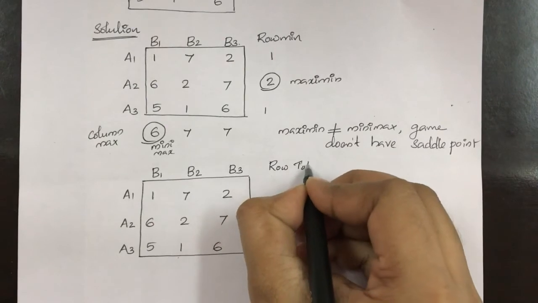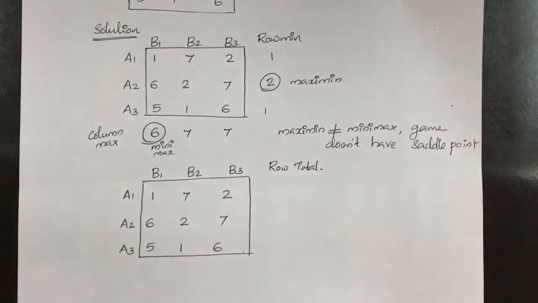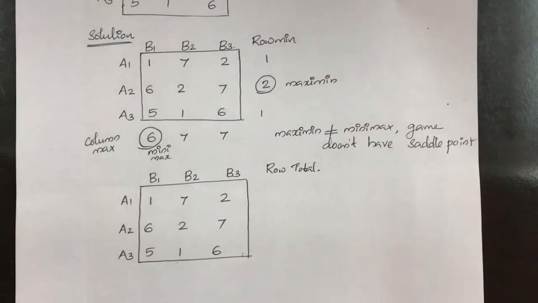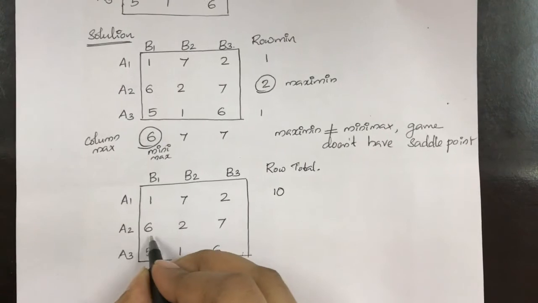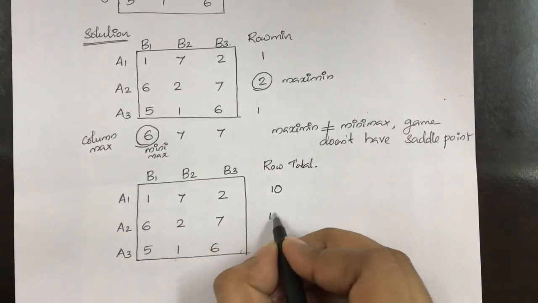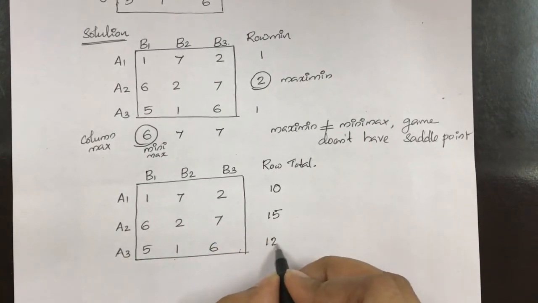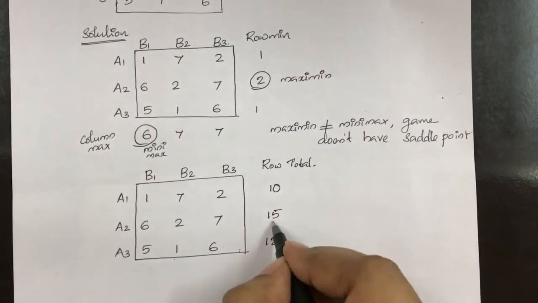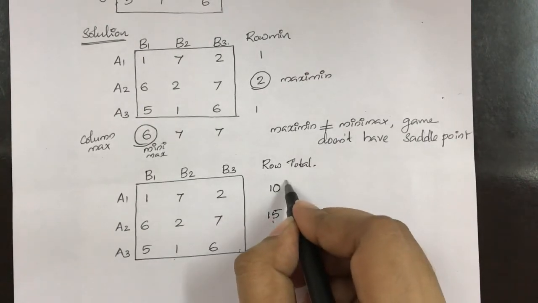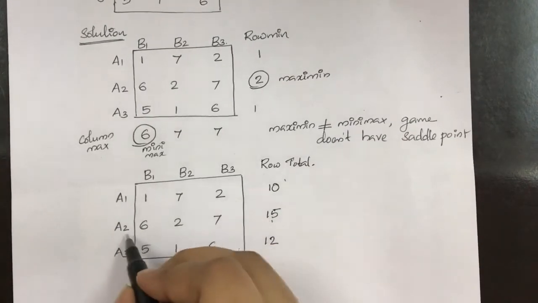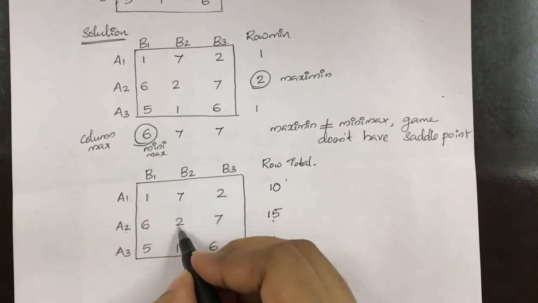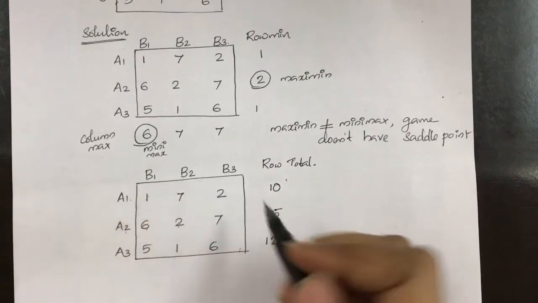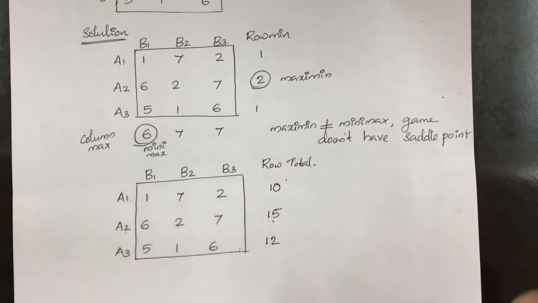For applying row dominance, we first need to find the row total. So the totals are 10, 15, 12. Among these, which is the highest? 15. It needs to be compared with the lowest. So I am going to compare A2 with A1. 6, 1: this is the lowest. 2, 7: this is the highest. So there is no dominance between A1 and A2.